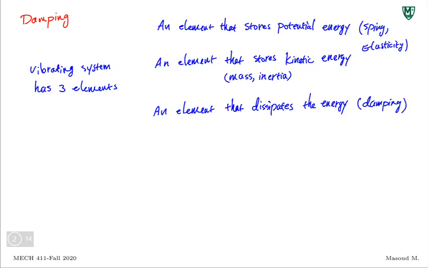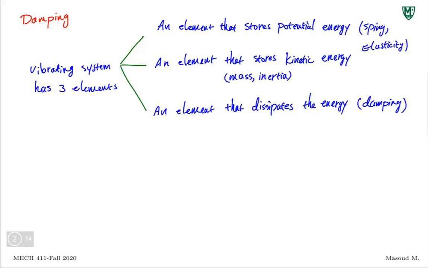Now, keep in mind, and obviously based on observation, we can tell that no vibrating system is going to continue vibrating or oscillating forever. If we just have a spring mass system that has a spring that can store the potential energy, when the spring is fully compressed or stretched, it has the maximum potential energy that it can store. And then we have an element like mass that can store kinetic energy. So this kinetic and potential energy keep converting to each other.